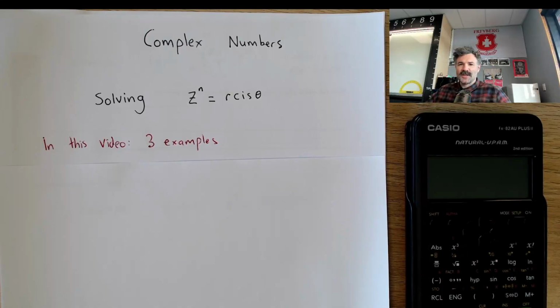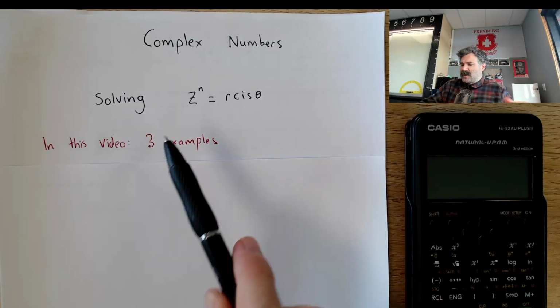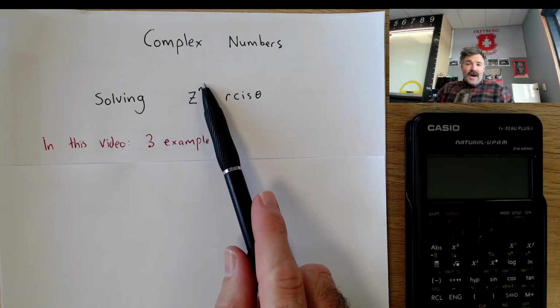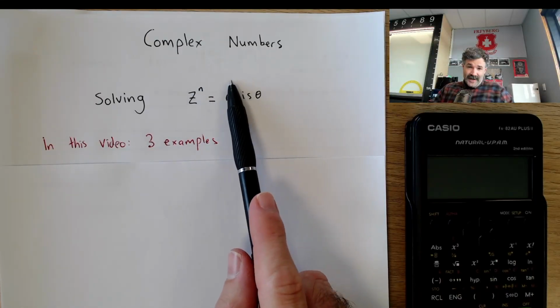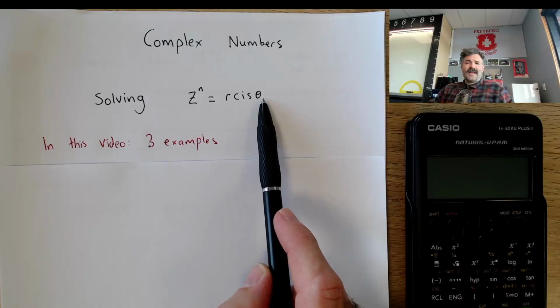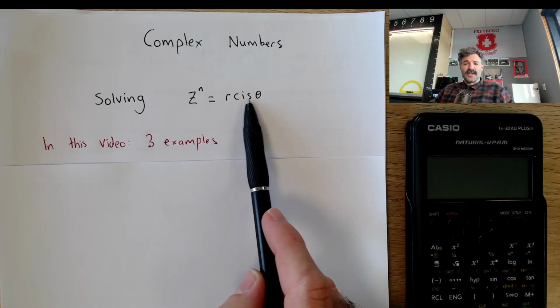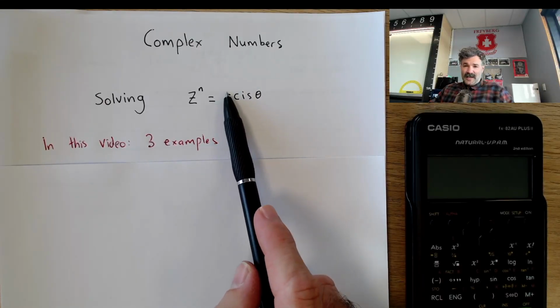Today we're still in the topic of complex numbers, and we're going to be looking at a quite unique style of question, which is solving z to some power n is equal to r cis theta. Now in more cases than not, they don't actually give it to us in r cis theta, but that's how we want to solve it.